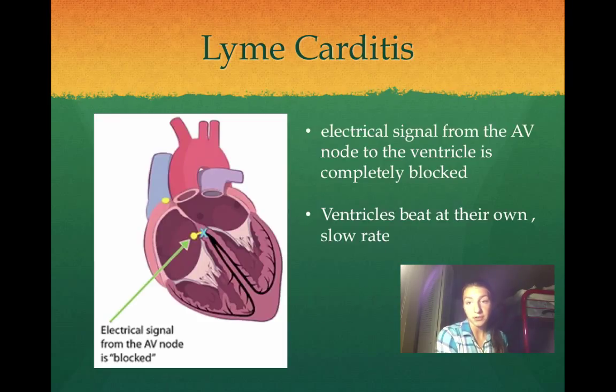The electrical signal from the AV node to the ventricle is completely blocked. The ventricles begin to beat on their own at a much slower rate.